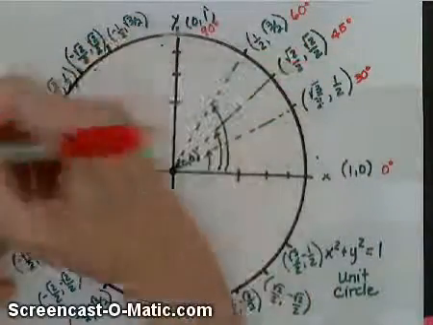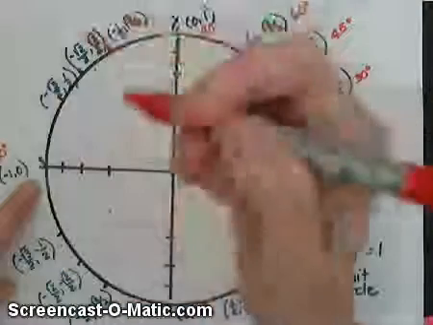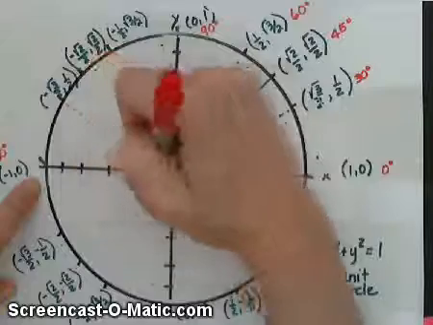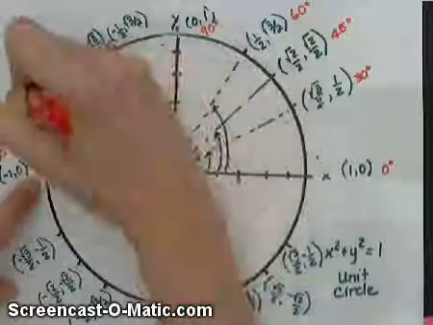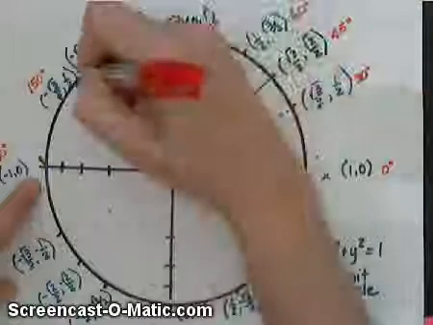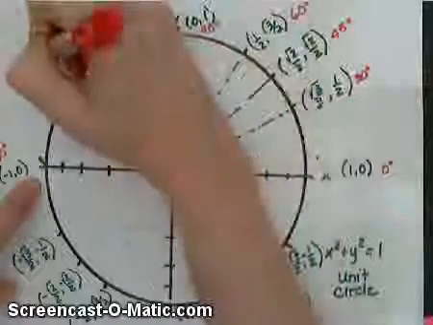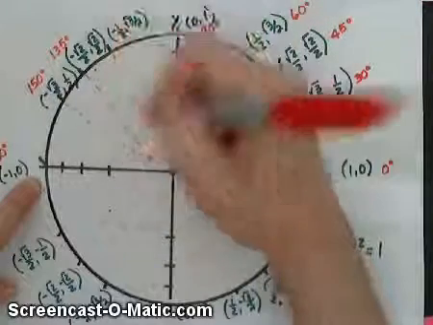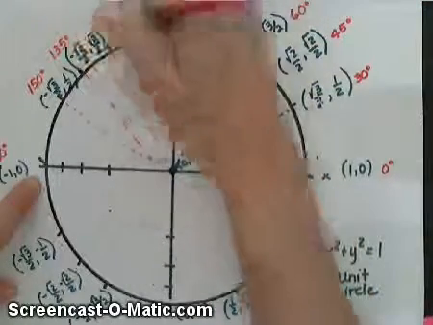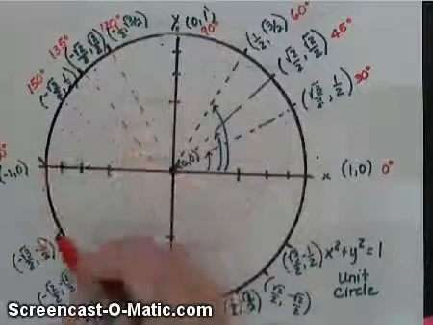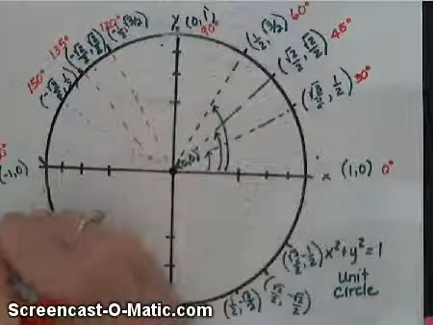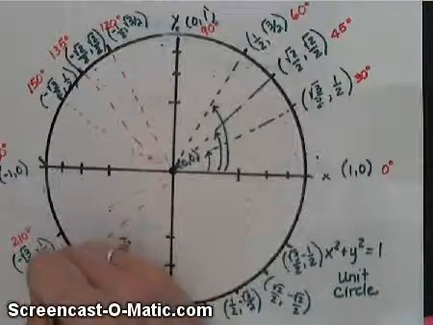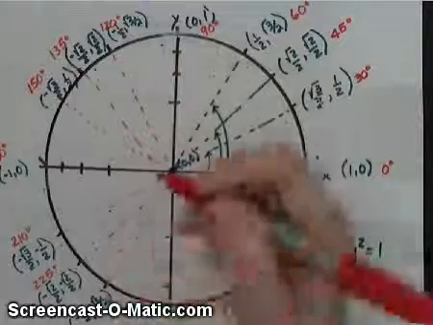Now let's go here. This is 180 degrees. Now this is the 30-degree angle that is 30 off of 180, so this is 150 degrees. This is the 45 off of 180, so this is 135. And this is the 60 off of 180, this is 120. Then we have 30 past 180, this is 210. We have 45 past 180, this is 225. We have 60 past 180, this is 240.